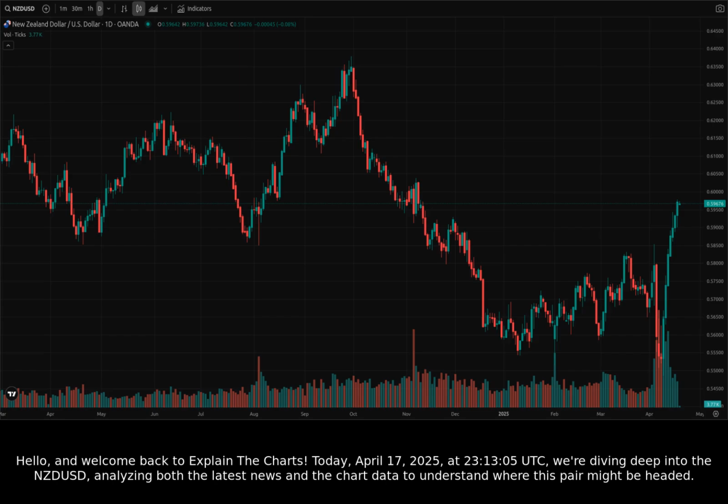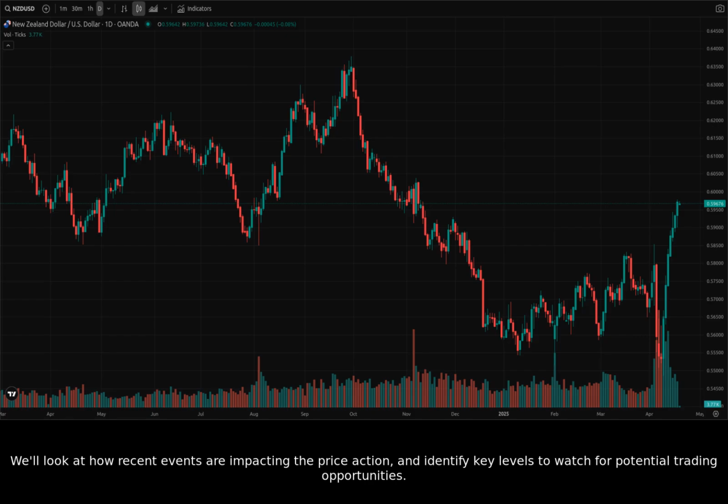Today, April 17th, 2025, at 23:13 and 5 seconds Universal Time Coordinated, we're diving deep into the NZDUSD, analyzing both the latest news and the chart data to understand where this pair might be headed. We'll look at how recent events are impacting the price action and identify key levels to watch for potential trading opportunities. First, let's catch up on the latest news.